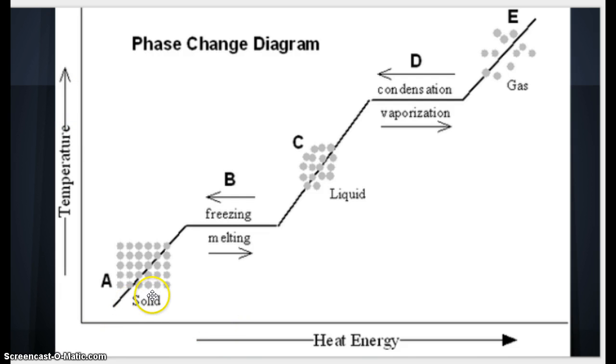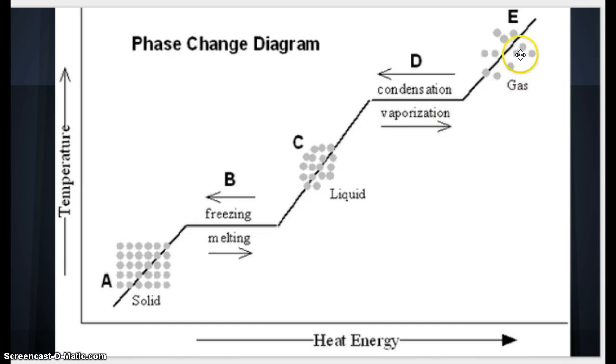So let's look. We have our solid. Our solid atoms are nice and arranged. And as we add more and more heat energy, we see that we can melt them, which turns them into liquid. Liquid molecules are a little farther apart. They also move a little faster. And they're a little messier, which makes sense. A solid has a definite shape. The liquids can kind of ooze all over. If we keep adding heat, we have vaporization or boiling.